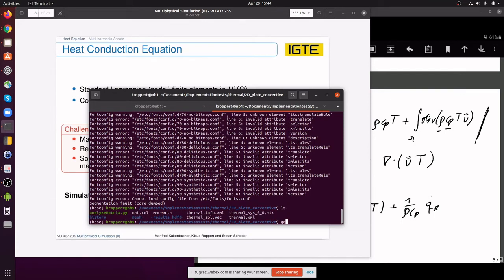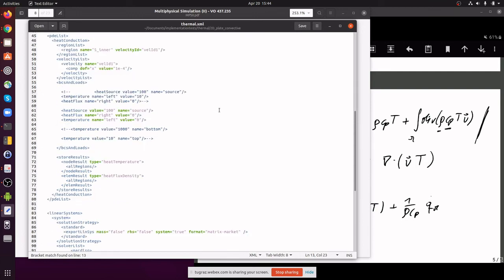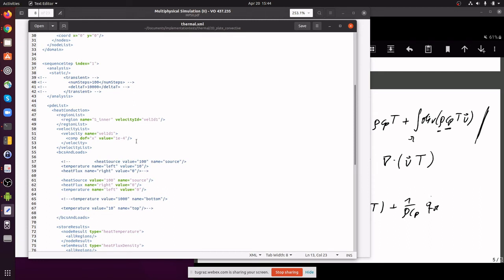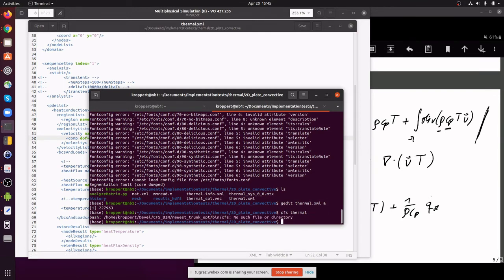Okay, so let's open the simulation file. And here we are defining the velocity. In this case, the velocity of the region, so of the sheet, is 1e minus 4. So maybe let's switch it to 1e minus 8. So smaller velocity simulated. Sorry.